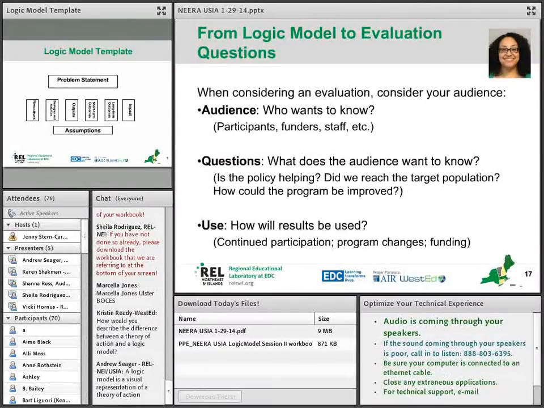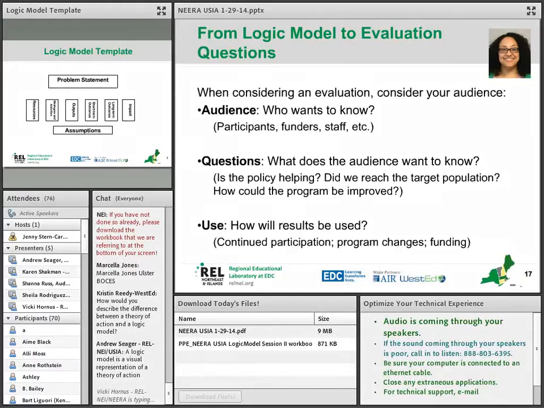And here, this is a critical aspect of developing appropriate and important questions for an evaluation: to consider who might want to know what about your program or policy. Thinking about your audience is definitely a critical piece in developing these questions. So you need to ask yourself, who wants to know? Consider questions your audience may have. And then think about how the results are going to be used. Is it going to be used for further funding opportunities or to make changes to the program or policy?